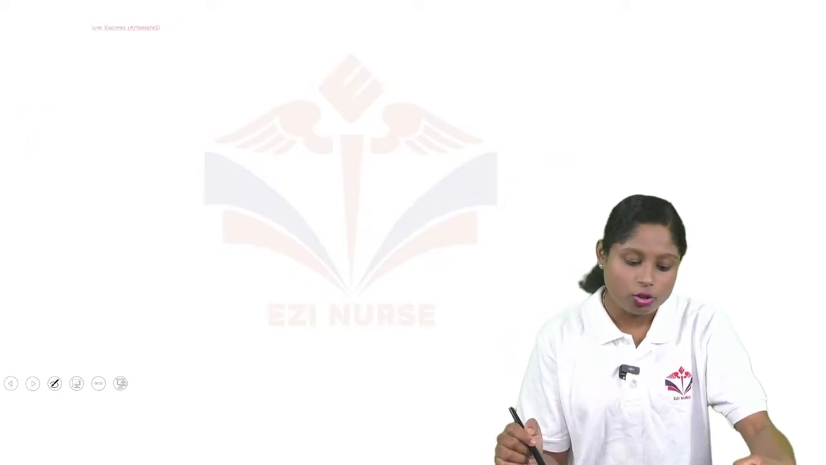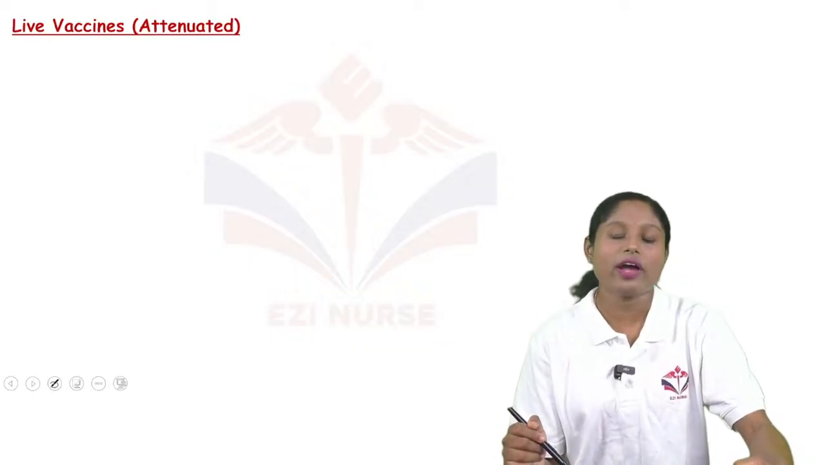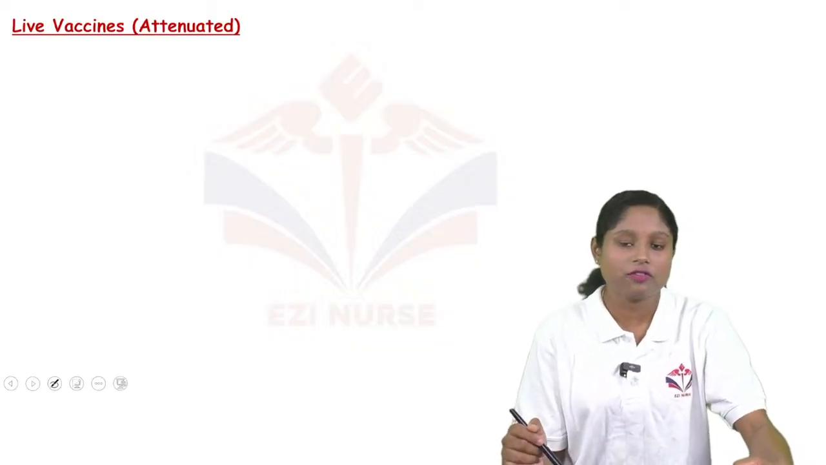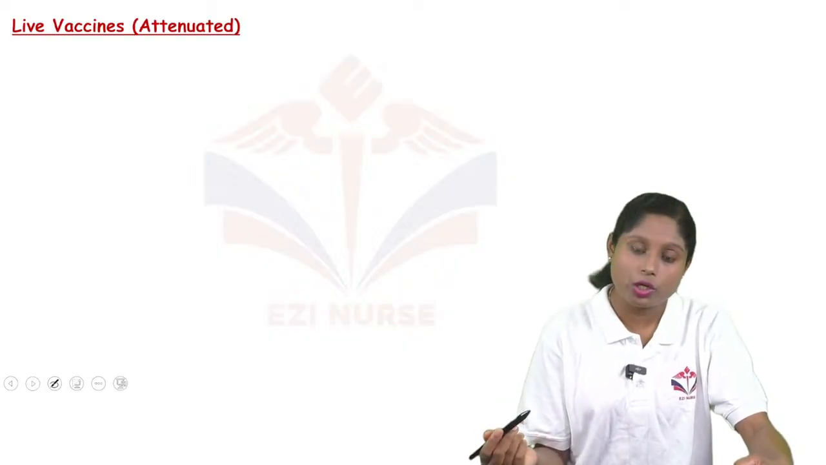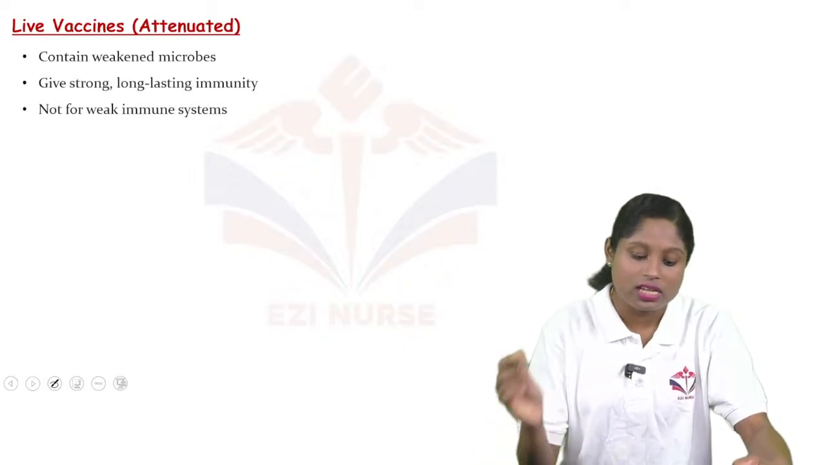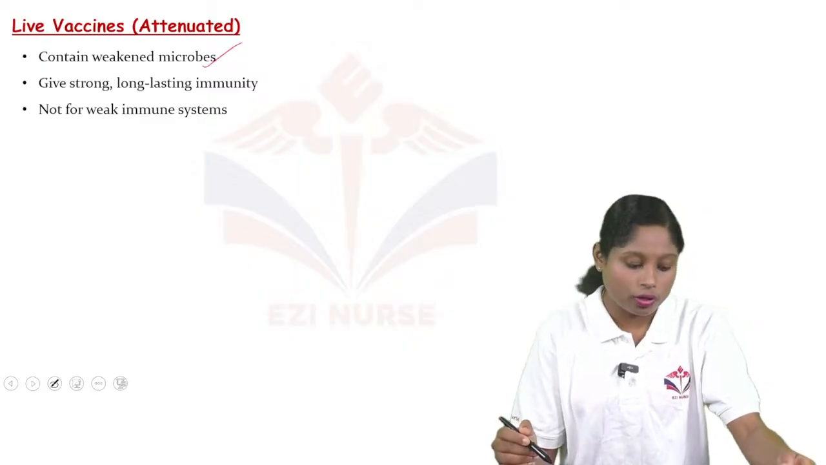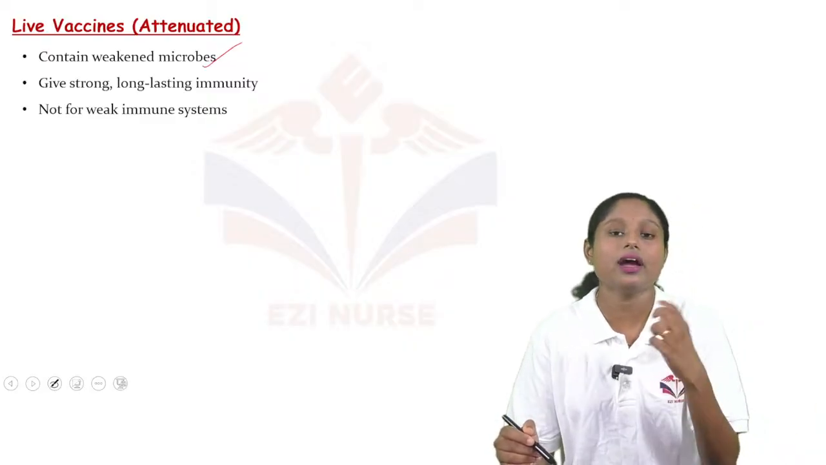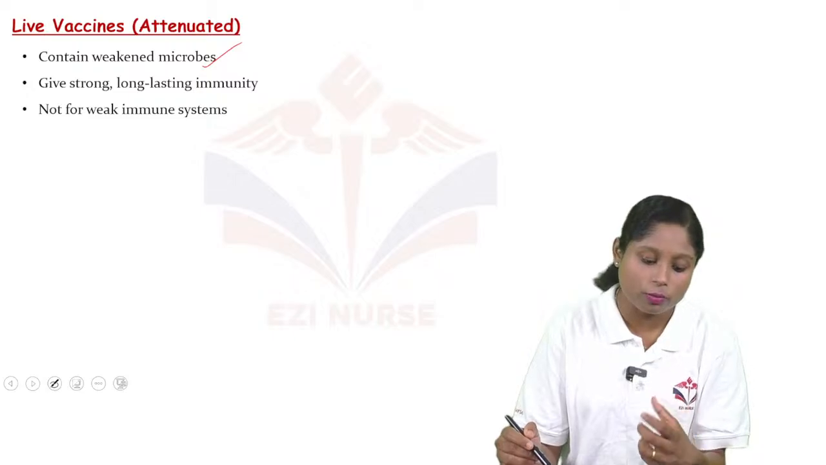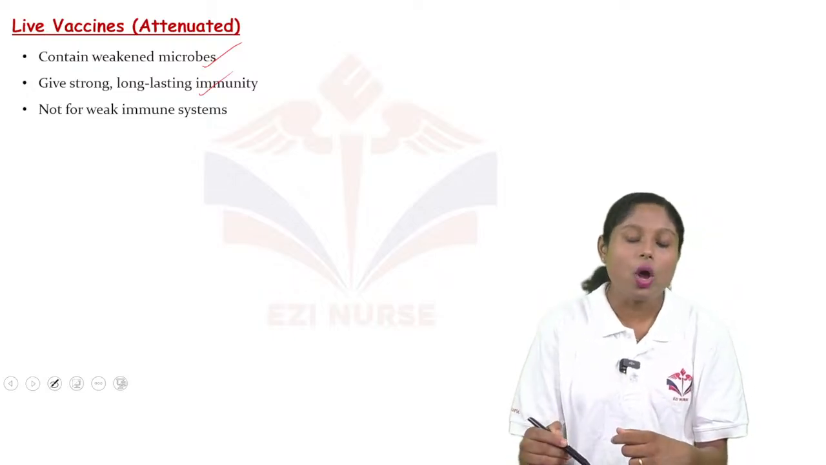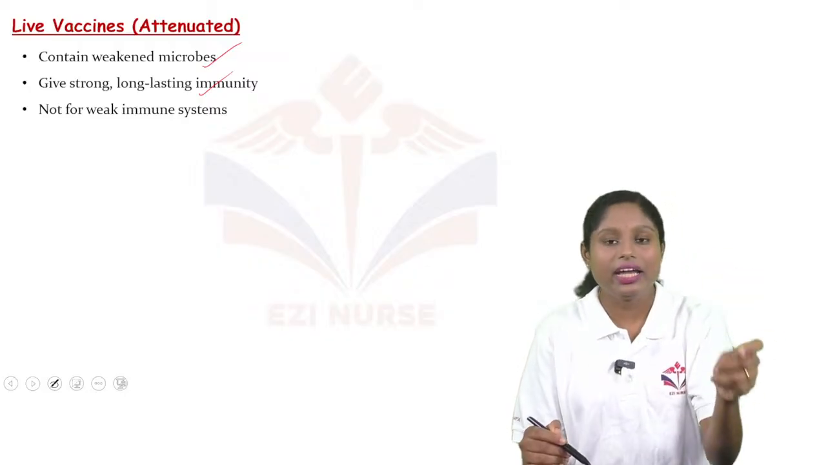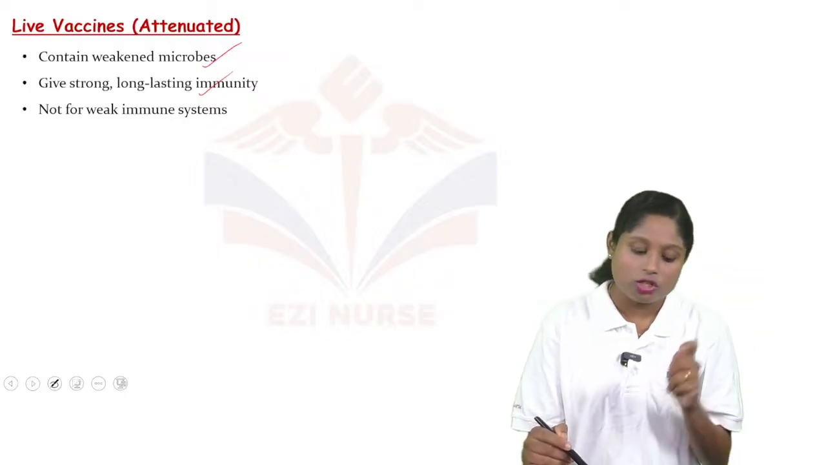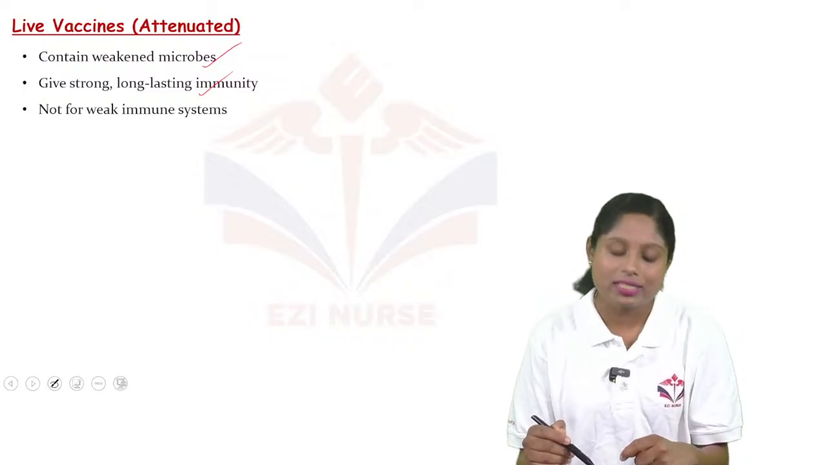So let's move on to the next one, that is live vaccines. It is also known as attenuated vaccine. You will get this question as a 2-marker or as an MCQ. So what are live vaccines? They contain weakened microorganisms. The weakened microbes are present and give strong, long-lasting immunity to our body. So live attenuated vaccines contain weakened microbes and give strong, long-lasting immunity.